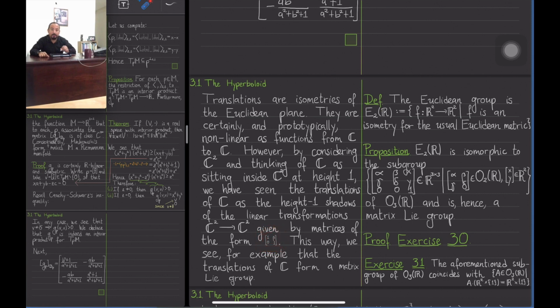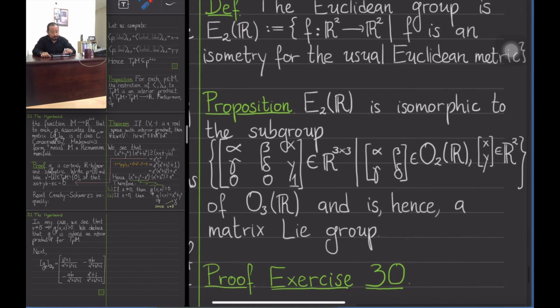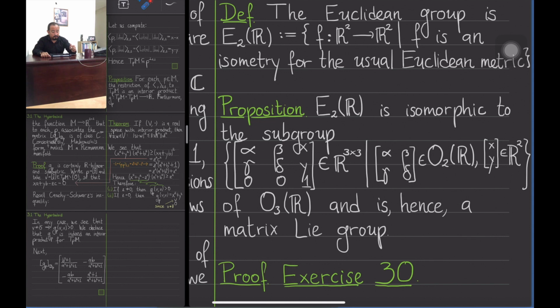The translations that we just discussed, and then adopting this philosophy from realizing translations as linear maps of a space of higher dimension, we find that actually the Euclidean group is isomorphic to a certain subgroup of O3, of the orthogonal group of R3, of the three-dimensional real space.